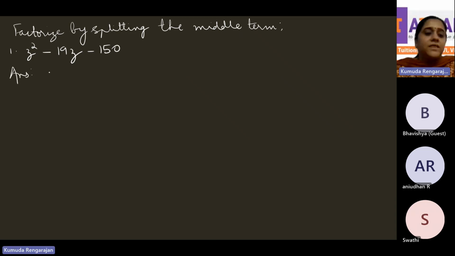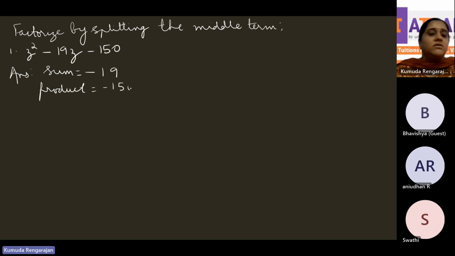What is the sum? Just say the number with the sign. Minus 90. What's the product? Minus 150. Now take up the product and find the factors of the product.